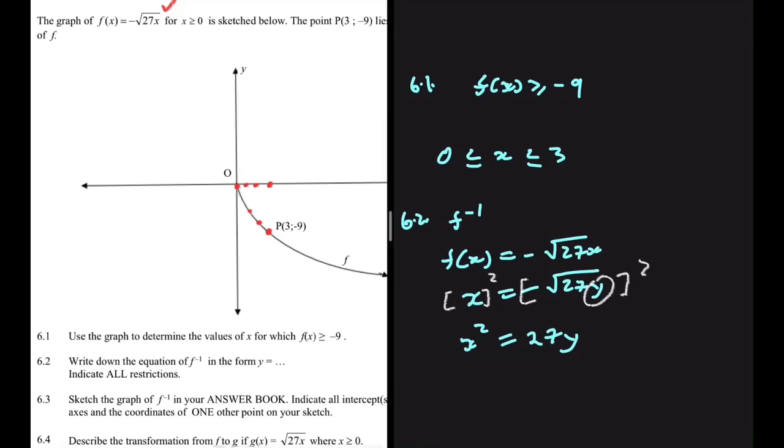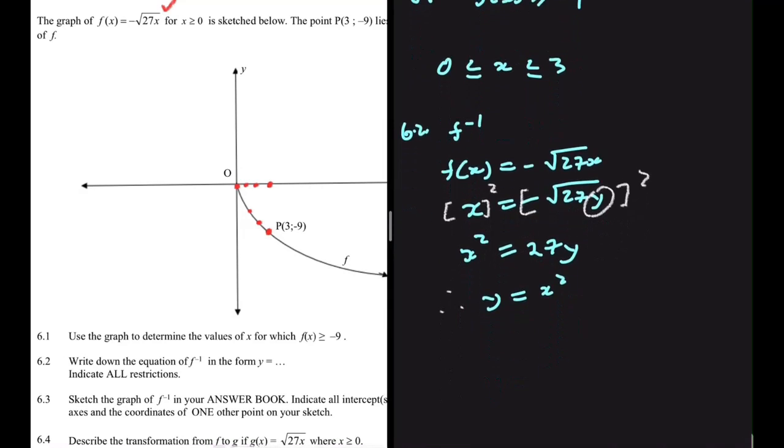And if we divide both sides by 27, we're going to get y being equal to x squared divided by 27. So this is the inverse of f of x. But we are told that we need some restrictions, right? So what restrictions are we even talking about?